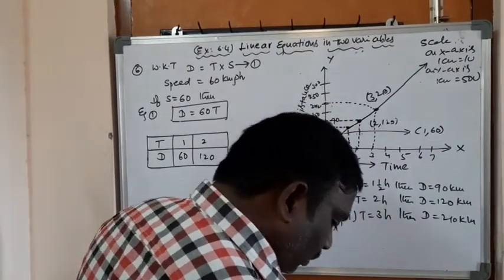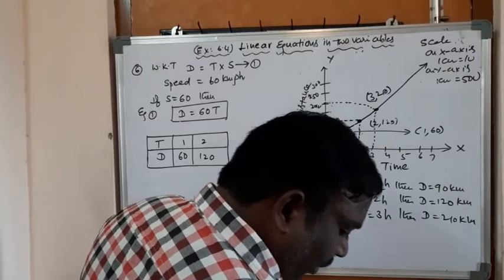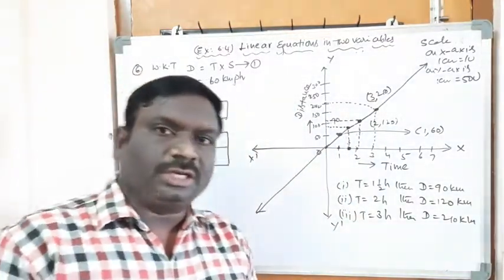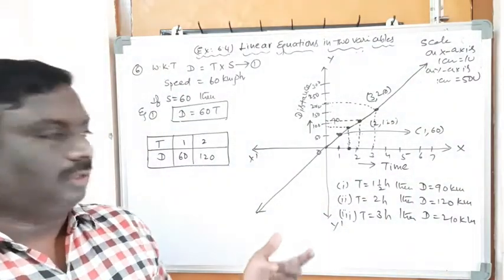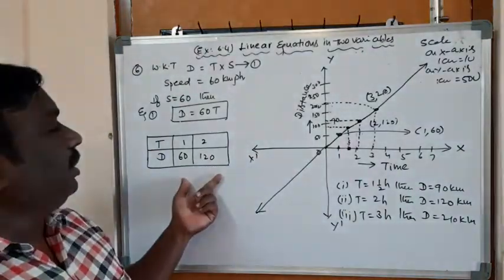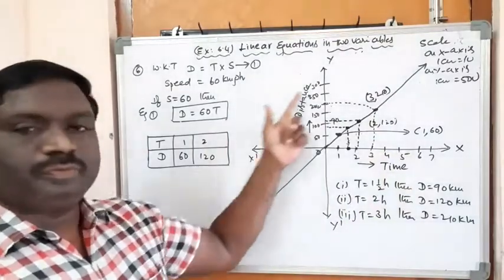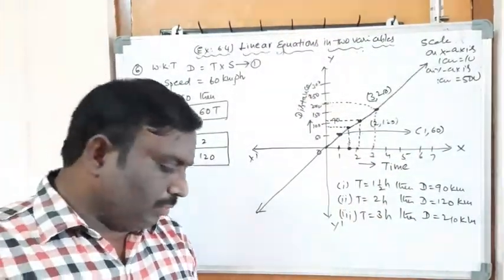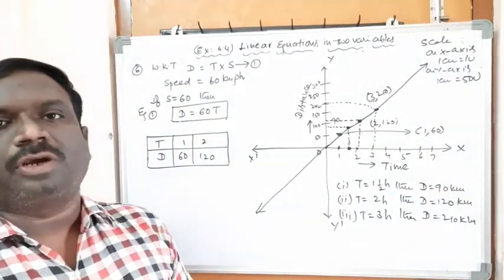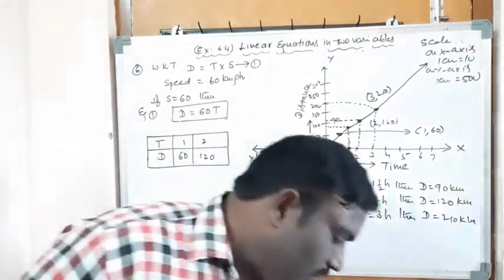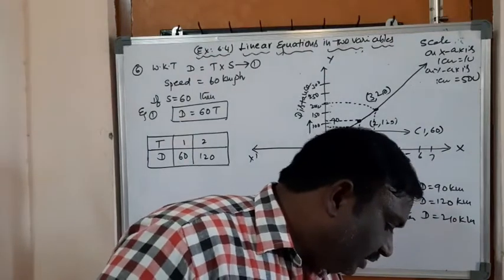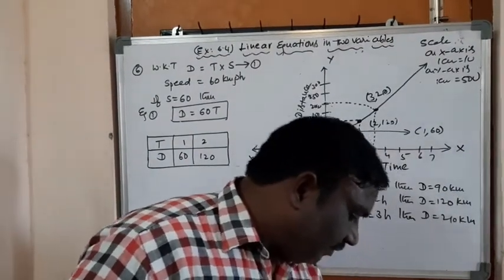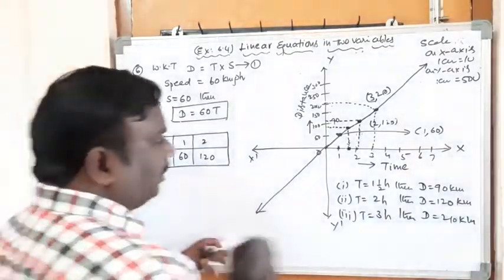Remaining questions you can do on your own. First frame the equation. After framing the equation, draw the table, then draw the graph. From that graph only you have to do the solutions. Whatever questions are remaining, if you have any doubt, you can ask in the Zoom session. So next exercise, that is the equation of a line which is parallel to x-axis and y-axis.